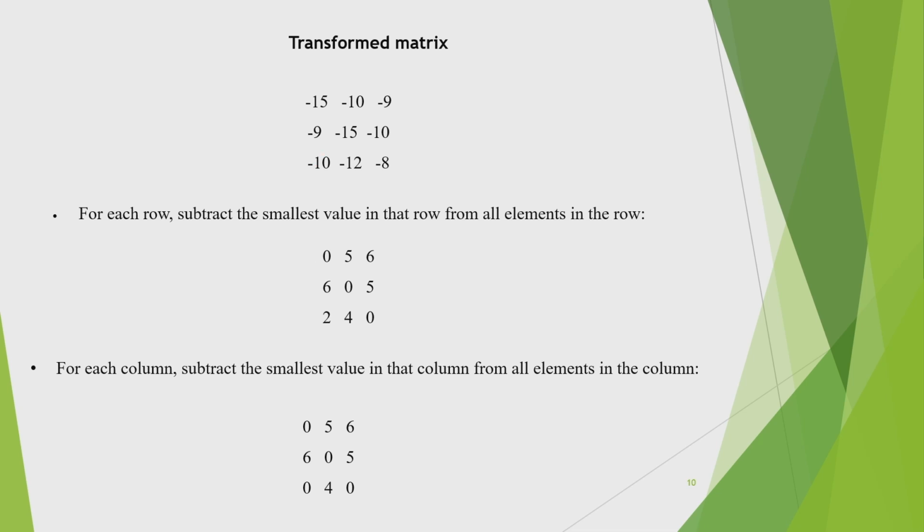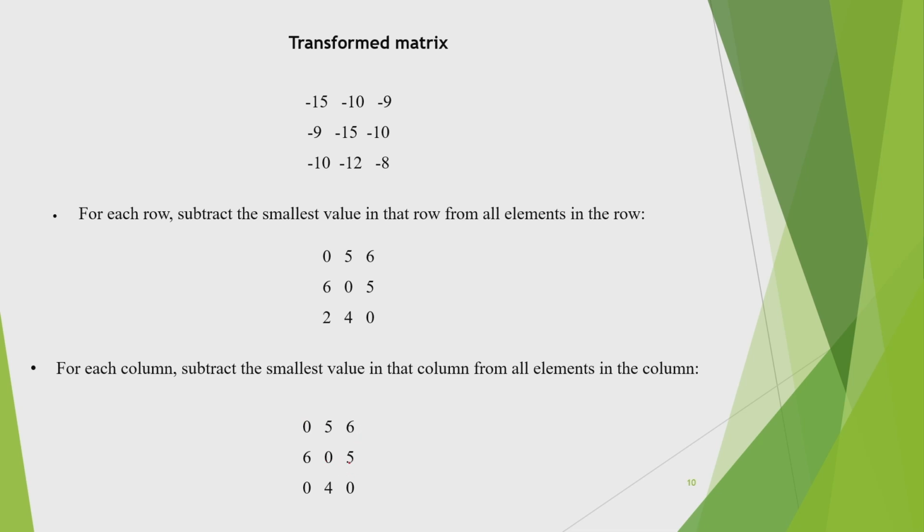Okay. So now for each column, subtract the smallest value in the column from all elements in it. So here what happens is you subtract that smallest value, that is 2, and then you have to say that this is 0, 5, 6, so it is basically 0 only, and then this is 6, 0, 5.